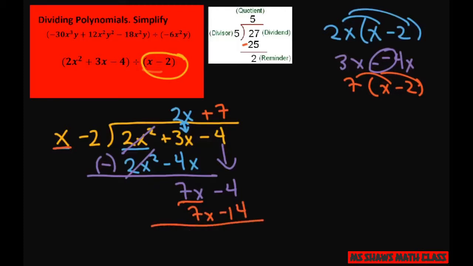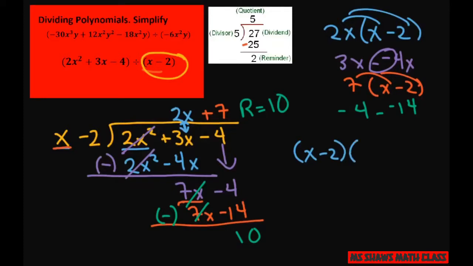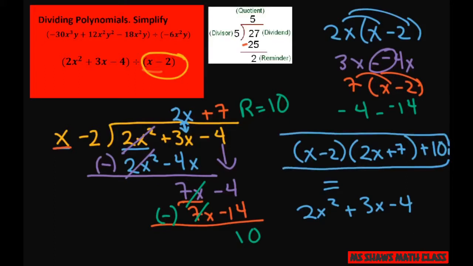Then you subtract. So when you subtract, we get rid of this first term. And then we have negative 4 minus a negative 14, which is 10. That means our remainder is 10. And to write this out, what this means is that x minus 2, your divisor, times your quotient, 2x plus 7, plus your remainder, which is 10, equals my dividend of 2x squared plus 3x minus 4. So this would be kind of like your answer there.